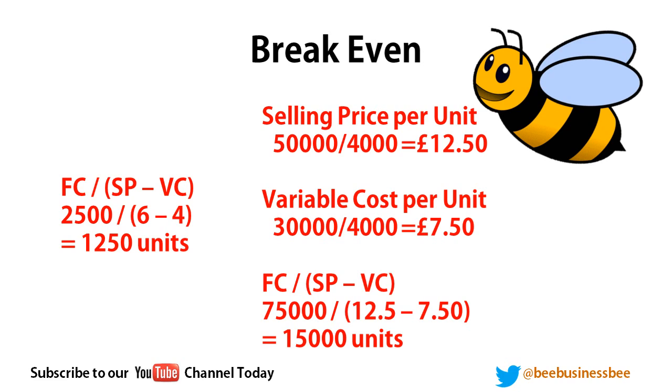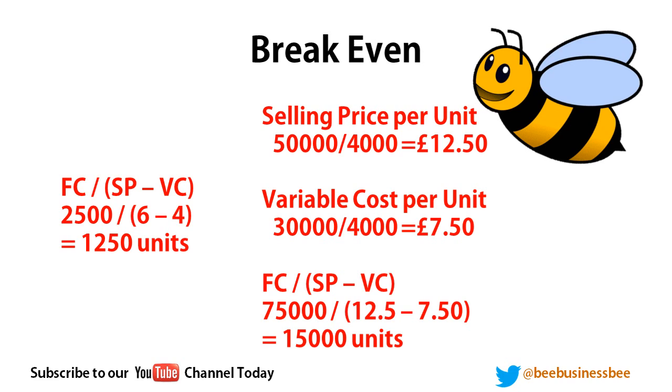You've got to find it per unit. So it's £50,000 divided by the 4,000 units you make, which gives you an average of £12.50 per unit. Then it's the variable cost per unit we've got to find. So that's the 30,000 divided by the 4,000, which gives us £7.50 variable cost per unit. Then we pop it into our formula: our £75,000 fixed cost divided by our selling price per unit of £12.50 minus our £7.50, which gives us 15,000 units.